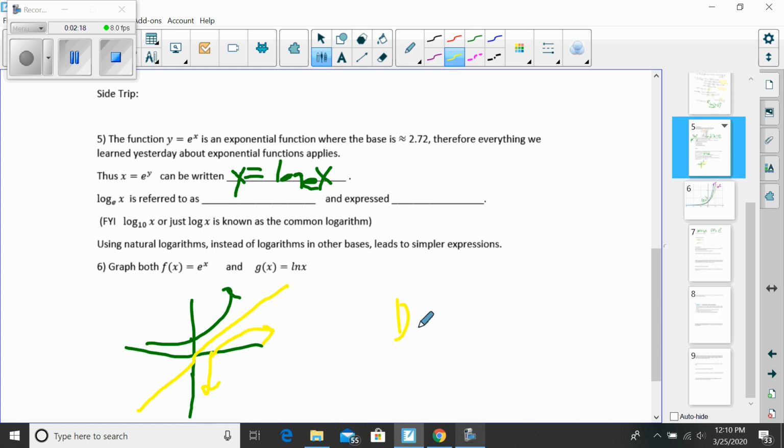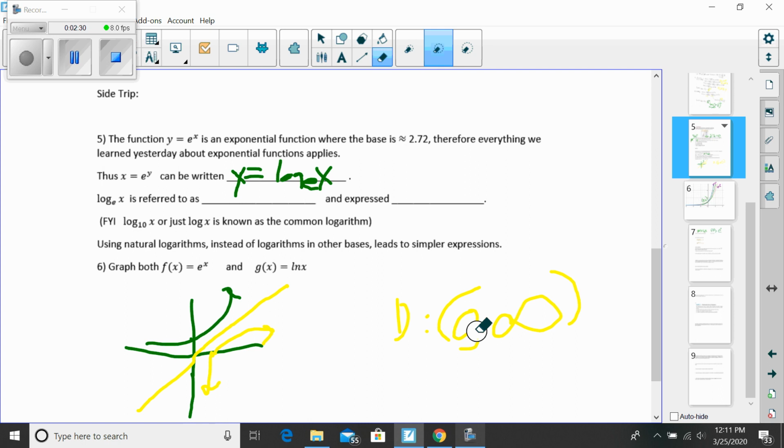Domain is very important: I cannot input a negative into a log function. The domain is 0 to infinity. But when we're talking about log to the base e of x, this is more commonly referred to as natural log. y equals ln of x.